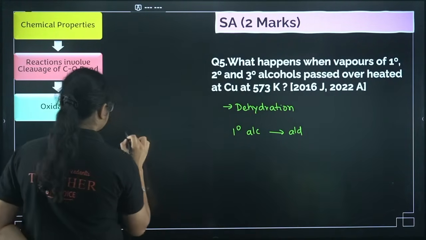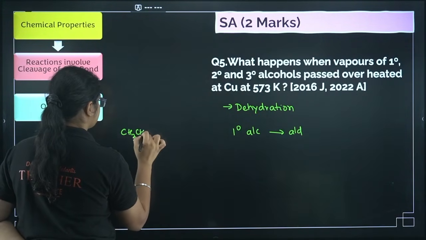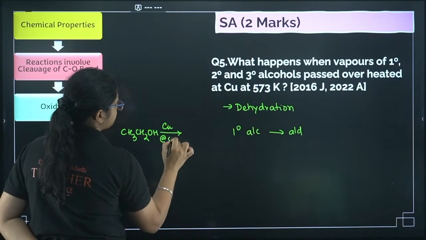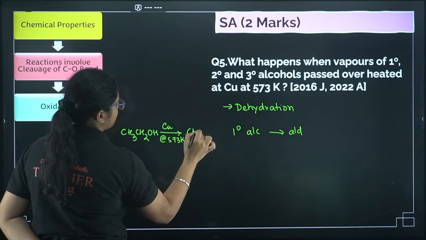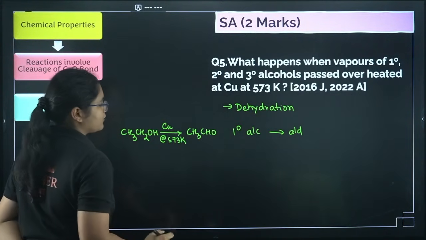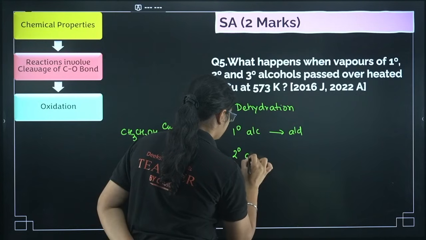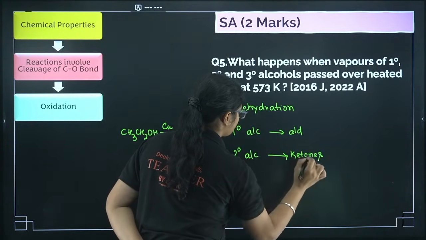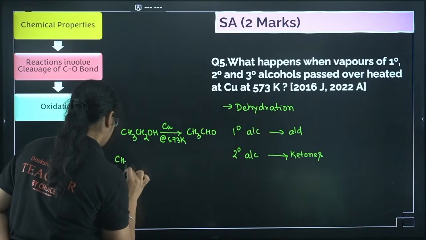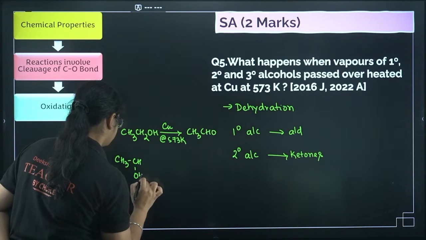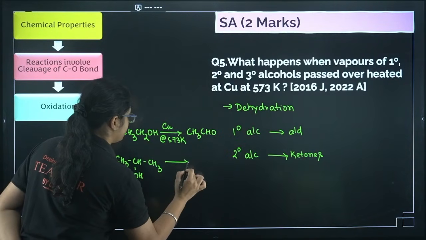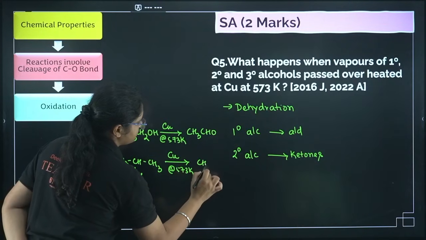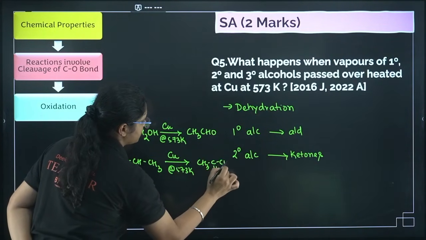Now example, suppose I have CH3CH2OH, so with copper at 573 Kelvin we will get CH3CHO. Next, secondary alcohols will give you ketones, and that will be equal to CH3CHOHCH3, and if you treat it with copper at 573 Kelvin, that will give me CH3COCH3.